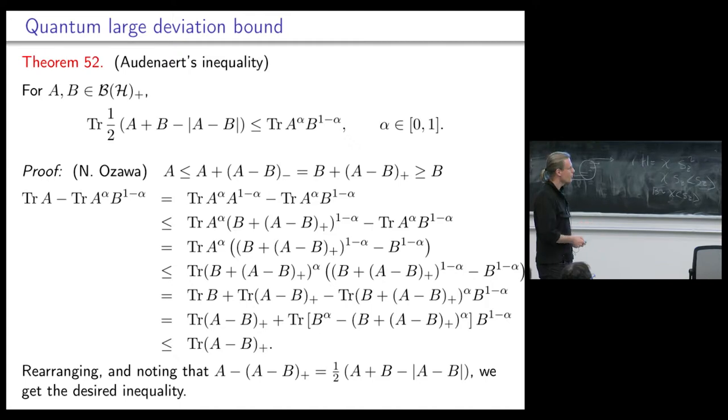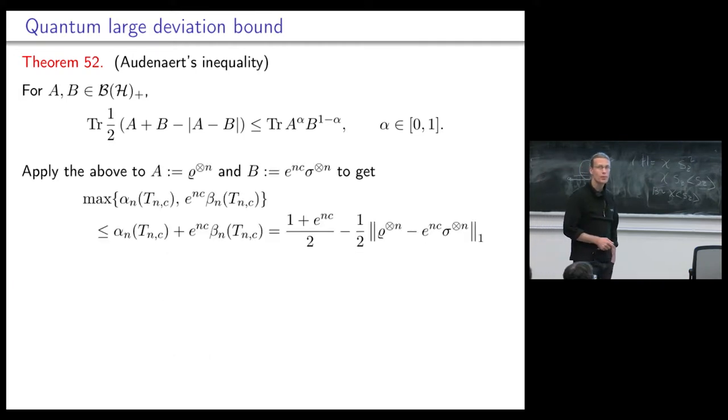Okay, by the way, do you know what the positive part of an operator is? Maybe I should have defined it. Who knows what the positive part is? Okay, so this basically means that we just keep the positive eigenvalues and throw away the rest. So it's like the positive part of a function. So this proof is indeed very simple, and it's nice that we see these concepts that we have seen before showing up in this proof.